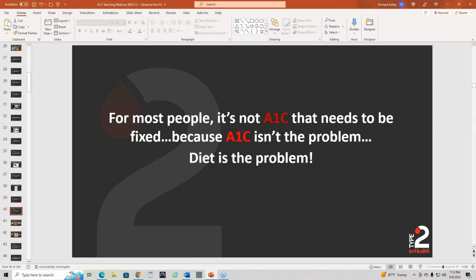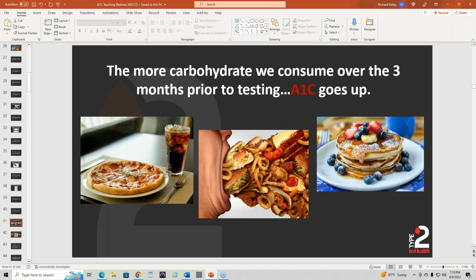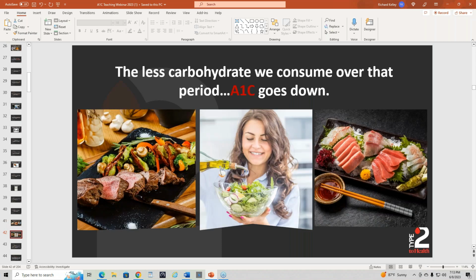For most people, it's not A1C that needs to be fixed because A1C, again, is not the problem. Diet is the problem. The more carbohydrate we consume over the 3 months prior to testing, A1C tends to go up. The less carbohydrate we consume over that period, A1C tends to go down.